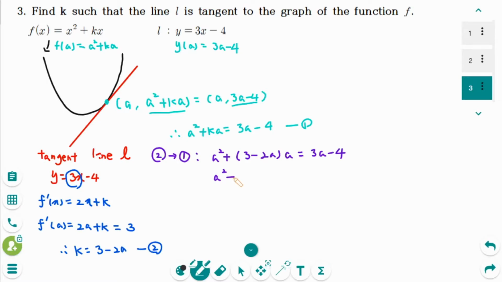A squared plus expand: 3a minus 2a squared equals 3a minus 4. Cancelled. A squared minus 2a squared means minus a squared equals minus 4. Make positive. So a squared equals 4. Therefore, a equals plus minus 2. Then use number 2.